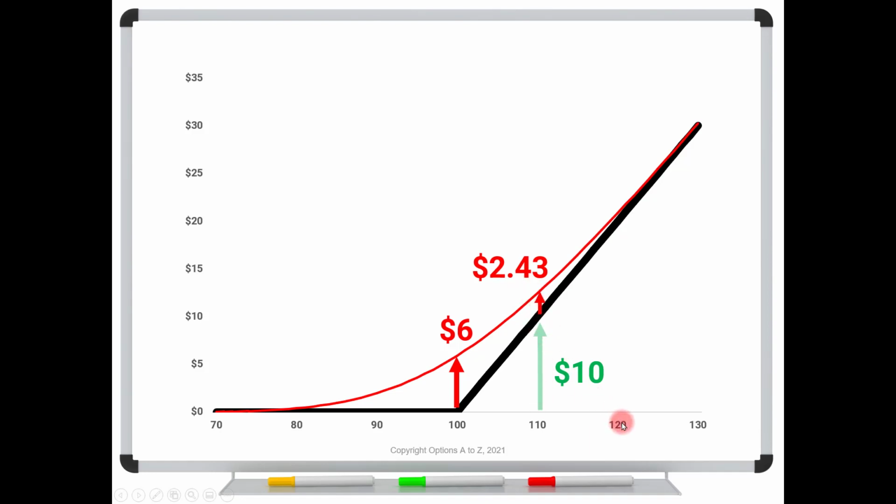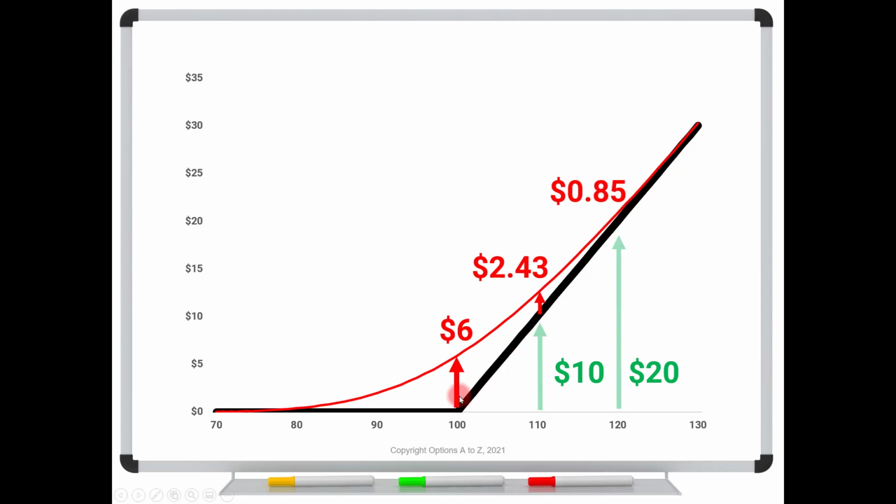If the stock rises out here to 120, the pricing model might say that the option is worth $20.85. So again, we can see that the intrinsic value is this distance, so that would be 20, and then this little tiny space, you can almost barely see it, that little tiny space between the black and the red is just 85 cents. So if we add the intrinsic to the extrinsic, we get $20.85.